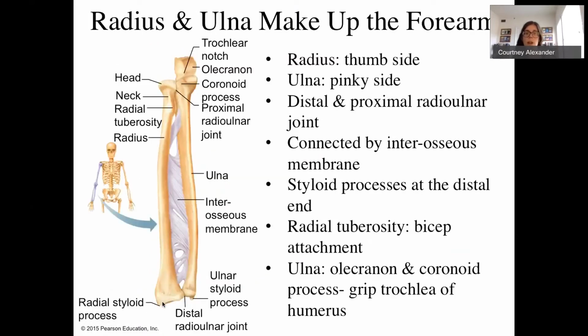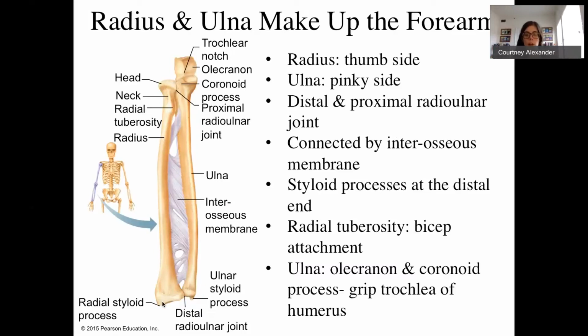In our forearm, we have two bones, the radius and the ulna. The radius is the thumb side, and the ulna is the pinky side. You can remember this because radius is rad. We have distal and proximal radial ulnar joints, which are where those two bones meet, and they're connected by an interosseous membrane. We have styloid processes at the distal end, which help form our wrists, and the tuberosity on our radius is called the radial tuberosity, and this is where our bicep attaches.